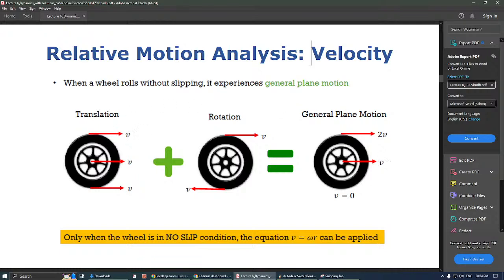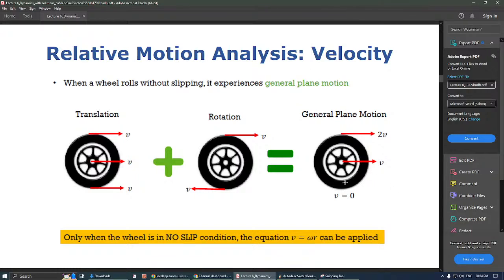And at the top, what is happening? Both the velocities are in the same direction, so they will add up. So this right side motion is called pure rolling.